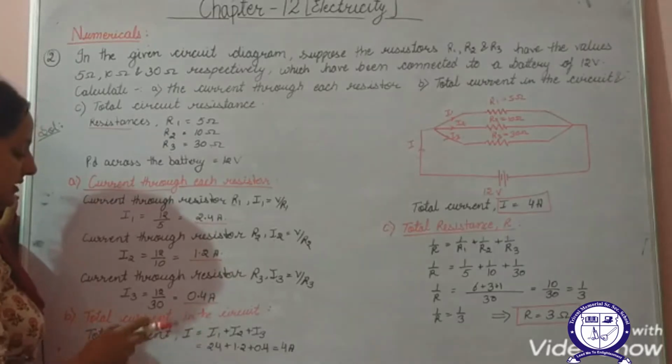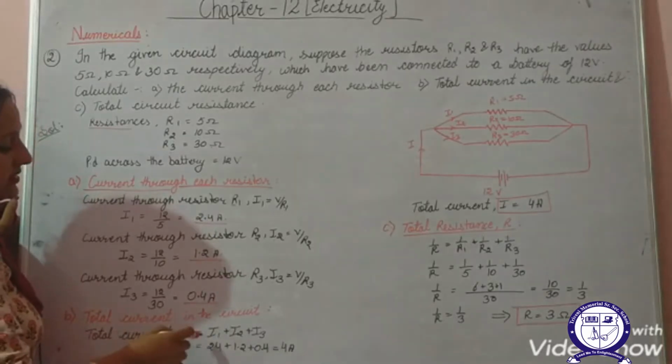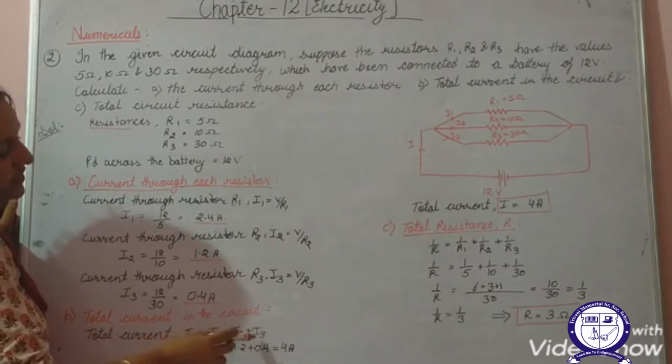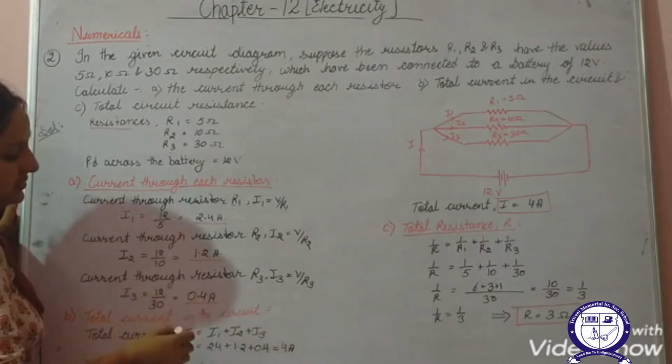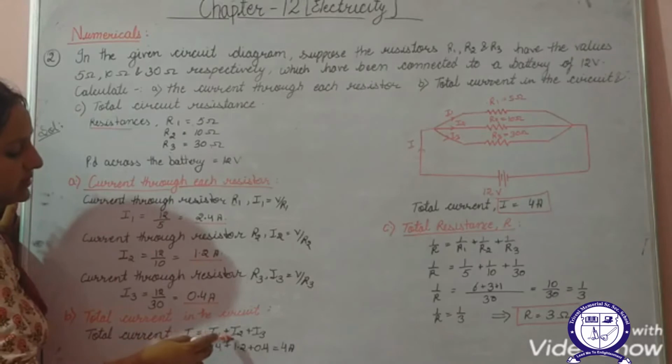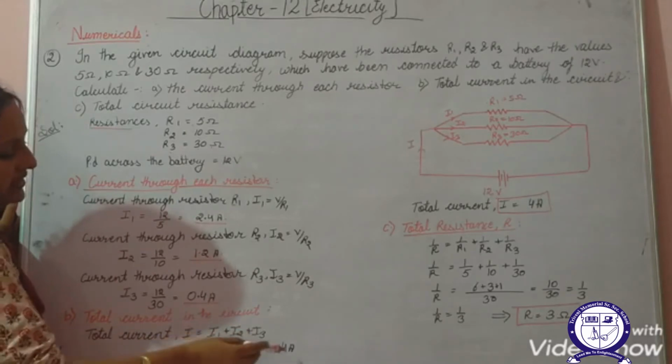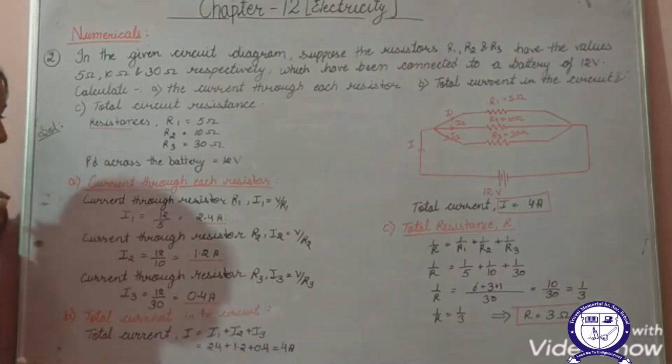Next is the total current in the circuit. Now the total current here is equal to the sum of the individual currents across the three resistors, that is I is equal to I1 plus I2 plus I3. On adding it, we'll get it to be 4 amperes.